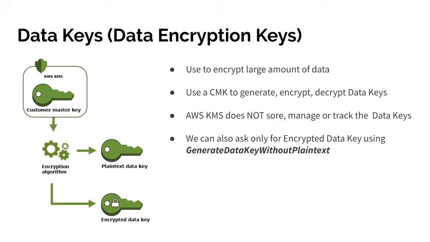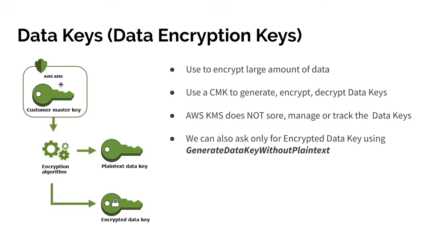Now look at the diagram on the left side. Here is the CMK that is inside KMS. I can create one of these CMKs using the AWS KMS console, AWS SDKs or CLI. Now I have a large amount of data to be encrypted and I can't simply use this CMK. So I need a data key. I go ahead and ask my CMK to generate a data key for me, so I can use that data key to encrypt my large amount of data.